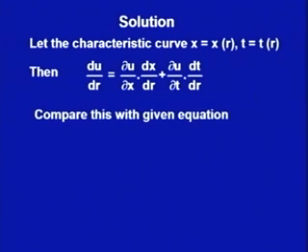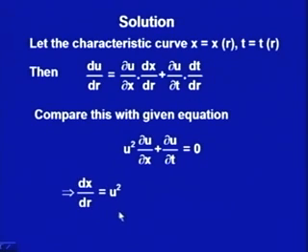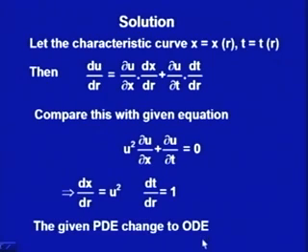So, we compare this with the given equation u² ∂u/∂x + ∂u/∂t = 0, because it is quasi-linear. So, the coefficient of the derivatives may involve the function of u and the lower derivative. Here the lower derivative would not be anything, so it is just u². Now, if I compare with this given equation, we get that dx/dr would be u² and dt/dr would be 1. So, dx/dr is u², dt/dr is 1 and du/dr is 0.